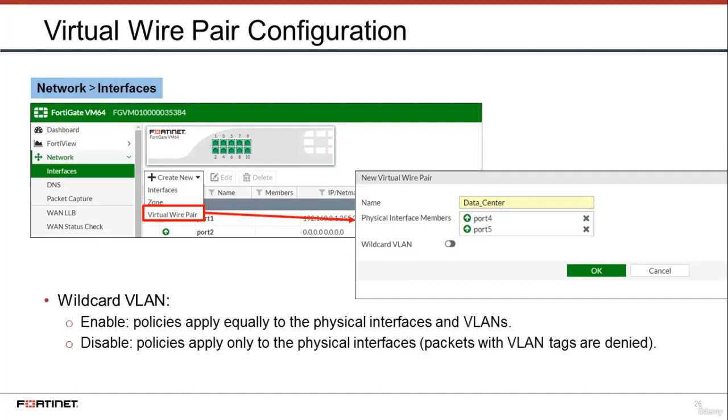If wildcard VLAN is enabled, the virtual wire pair policies are applied equally to the physical interfaces and VLANs. If wildcard VLAN is disabled, the virtual wire pair policies are applied only to the physical interfaces. Traffic with any VLAN tag is denied.